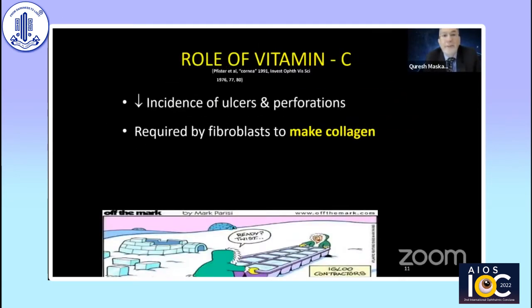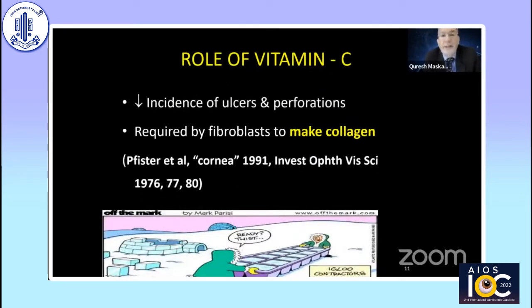So why vitamin C? Because the incidence of ulceration and perforation, which is so common in chemical burns, goes down drastically by this. Why does it go down? Because vitamin C is required by fibroblasts to make healthy collagen. I told you, especially in alkali burns, the collagenolysis is going on in a big way, and the new collagen which is coming in is weak because the fibroblasts are not strong enough there. So it strengthens the fibroblasts and allows them to make healthy collagen.